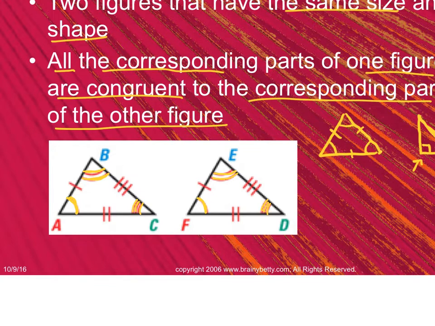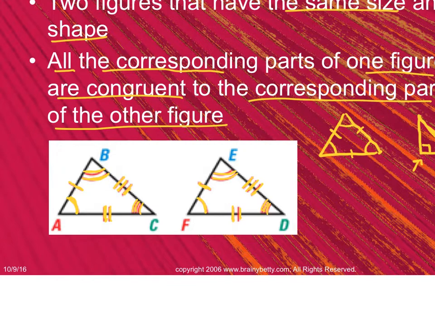But in addition to that, not just the angles, the sides must also be congruent. So we've got AB is congruent to FE. We've got AC is congruent to FD. And then finally, we've got BC is congruent to ED. Basically, what we're saying is that if I'm going to say these two things are congruent, I need to prove to you that every single angle is the same and every single side is the same.